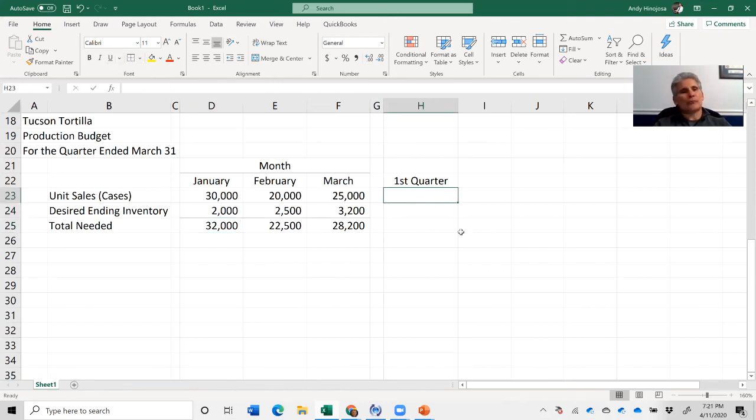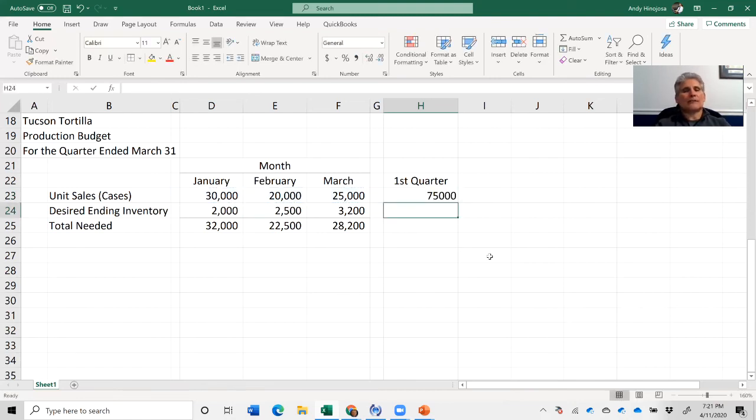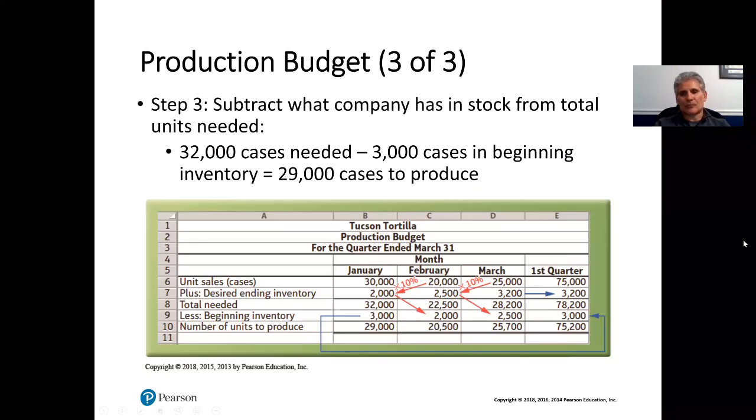Now, for the first quarter, we have to be careful on this. We know that our total unit sales is going to be the sum of the top here. That's our total. This is what we want to sell. But be careful. The first quarter ending inventory is not going to be the sum. It's simply going to be the ending inventory for March. So whatever we're planning on ending for March will be what our ending inventory is for the first quarter. And then from there, we're going to run the sum just like we did for here and see what we come up with, 78,200, which matches what we have here.